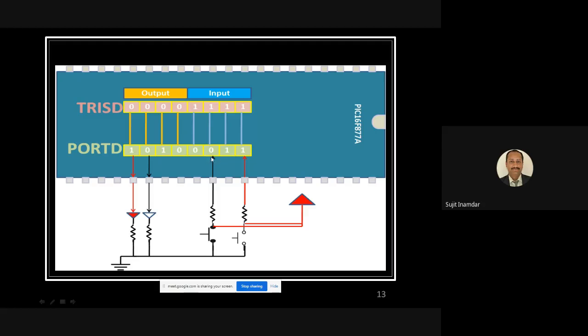So these arrows are showing the direction. If you are able to see the cursor, you can check it out. Arrows are indicating the directions की इनपुट कुठले आहेत आणि आउटपुट कुठले आहेत. तर फॉर एक्झाम्पल त्यांनी जिथं आउटपुट आहेत तिथं एलईडी प्लेस केलेले आहेत.